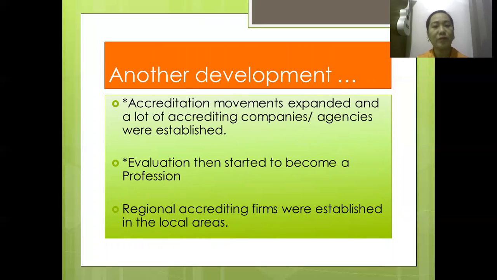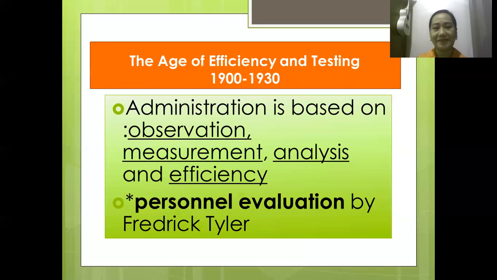Another development, of course, is that the accreditation movement expanded, and evaluation started to become professional. Regional accrediting firms were established in the local areas. After this age, we have the age of efficiency and testing, where administration is based on observation, measurement, analysis, and efficiency.